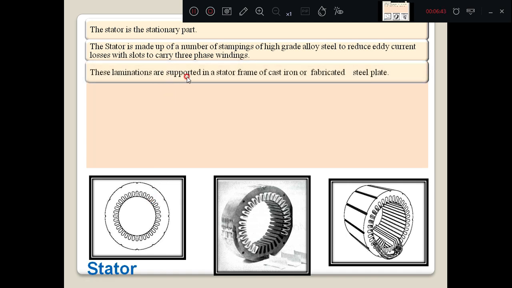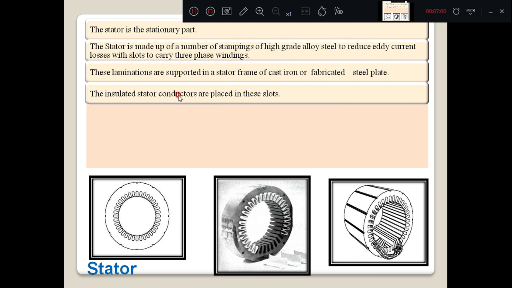These laminations are supported in the stator frame. This is what we are calling the stator frame. This lamination is supported by this outer frame. It is made up of cast iron and fabricated steel plate.